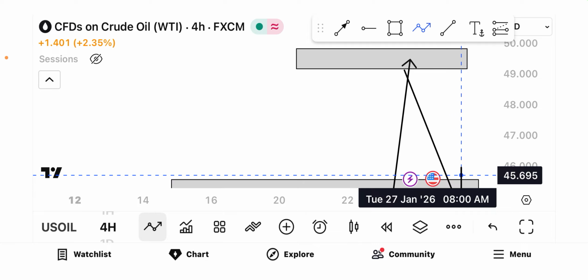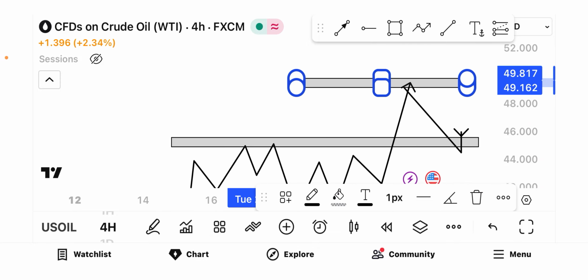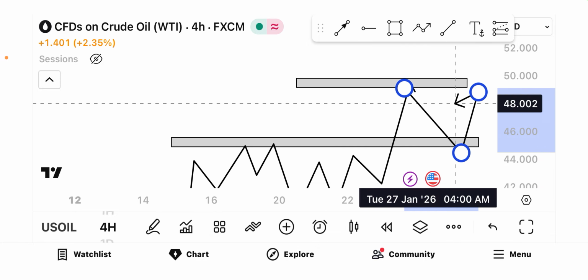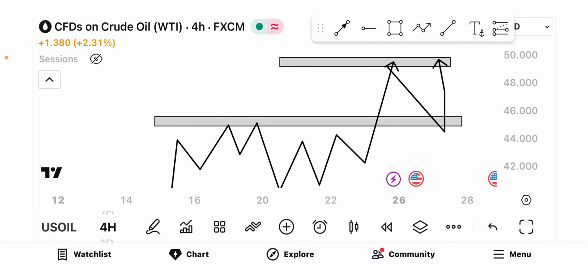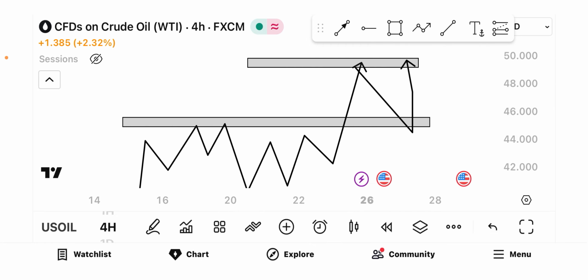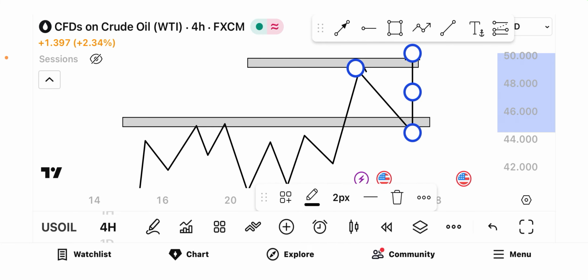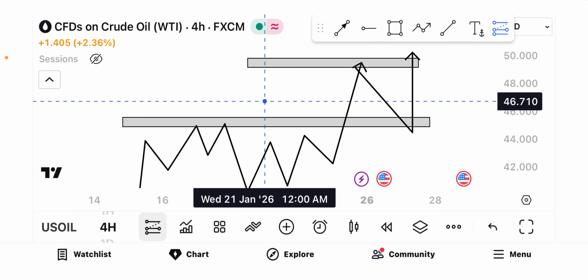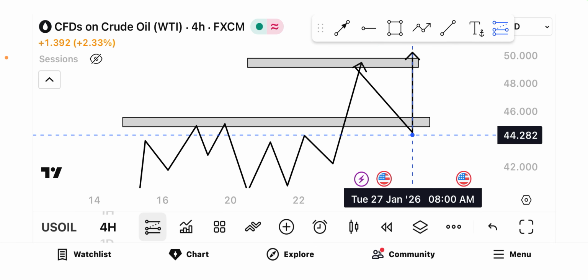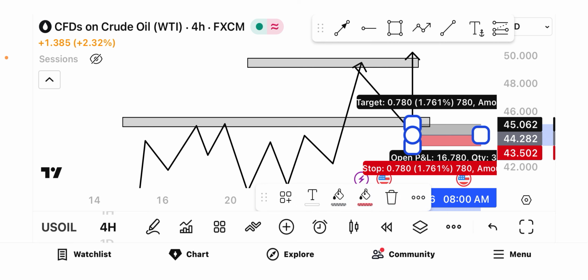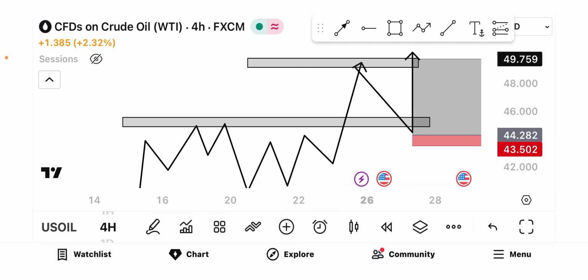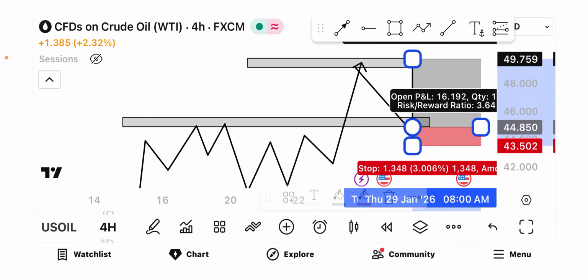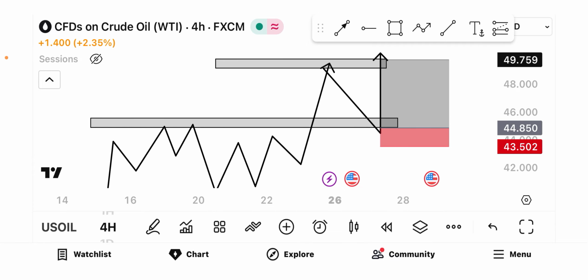You look to take your profit right around here. I'm sorry for my screen, guys. I know this is a little bit difficult. Now, you look to take your profit right around here. You set your stop loss below this low right here. Take your profit right around there, and you can see this is a 1:3, 1:4 risk to reward.